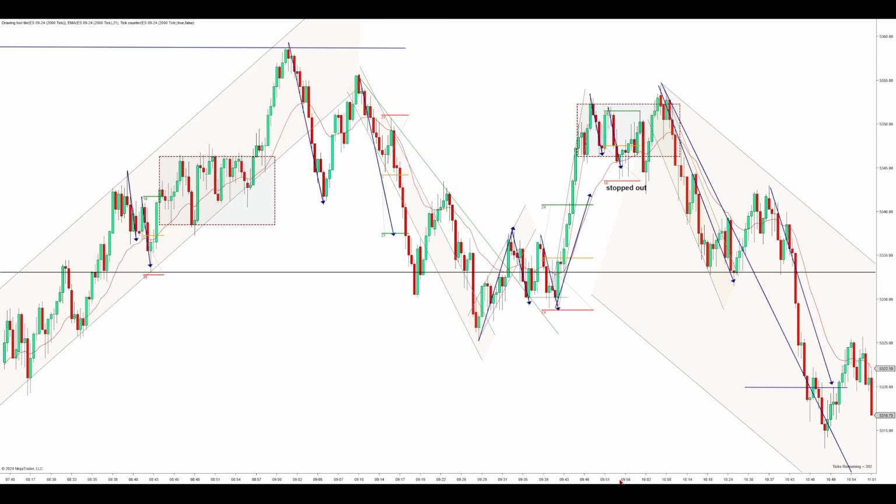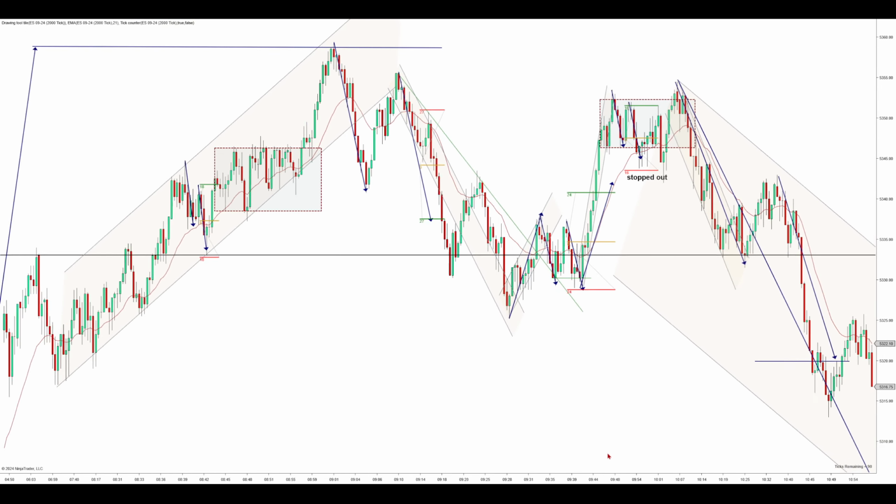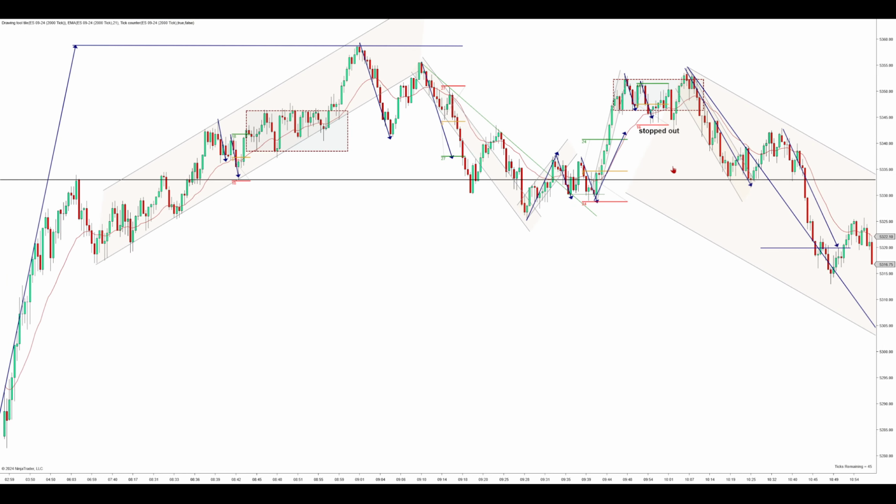Now I don't see anything particularly wrong with it, really. It's a decent looking failed second entry. But yeah, it probably has to do with the fact that there's some kind of resistance up here.